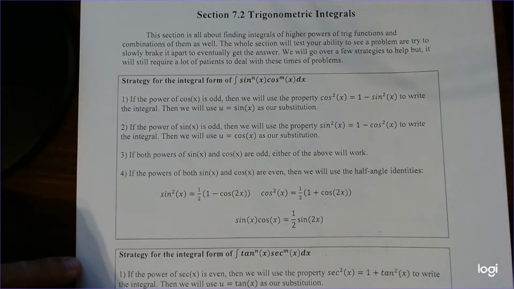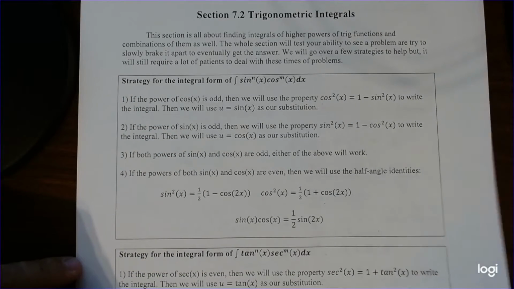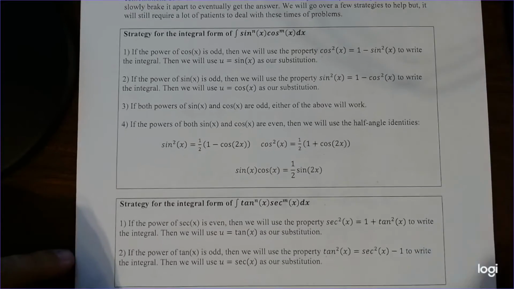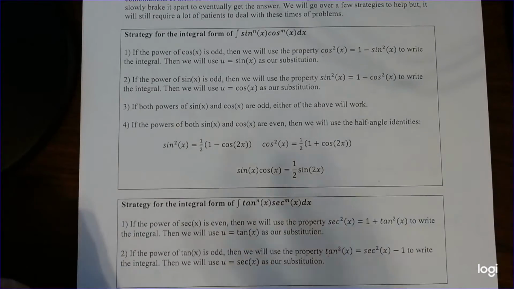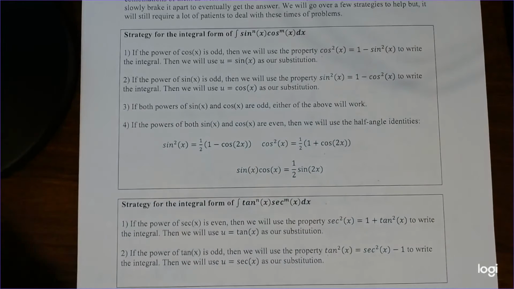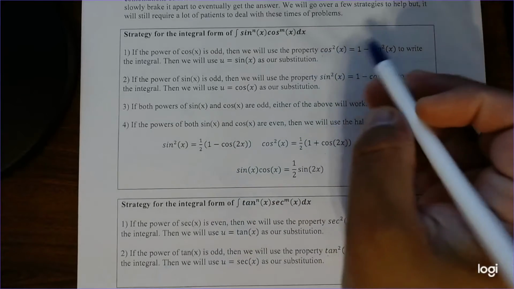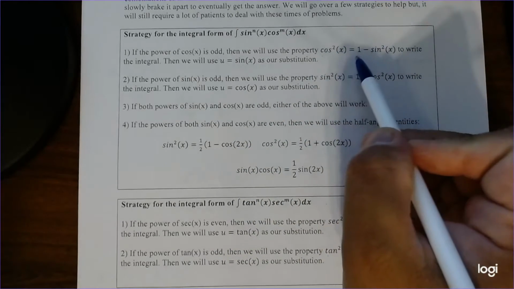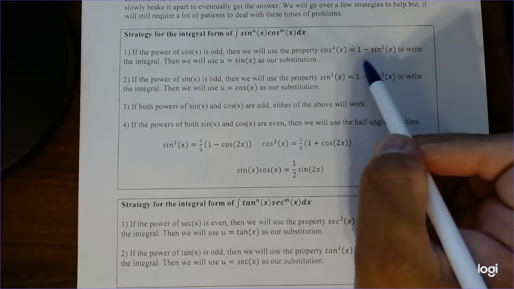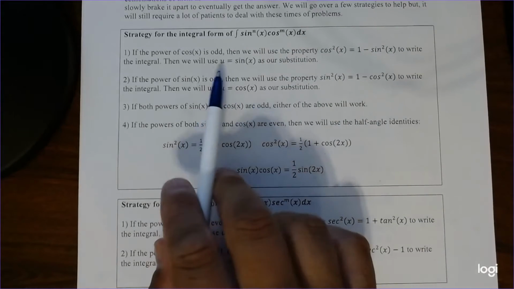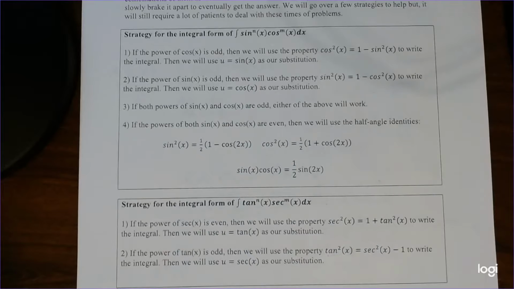Okay, so here's the major strategy when it comes to sine and cosine. If we're trying to take an integral of sine or cosine or higher powers or any combination of sine and cosine in our integral. Okay, the first one is if the power of cosine is odd, then we'll use the property cosine squared equals 1 minus sine squared, which is Pythagoras theorem, right? To write the integral. So in other words, we're going to substitute cosine squared to make it look like this in the integral. And then we're always going to be letting u equals sine x in our substitution rule. Okay, that's the first one.